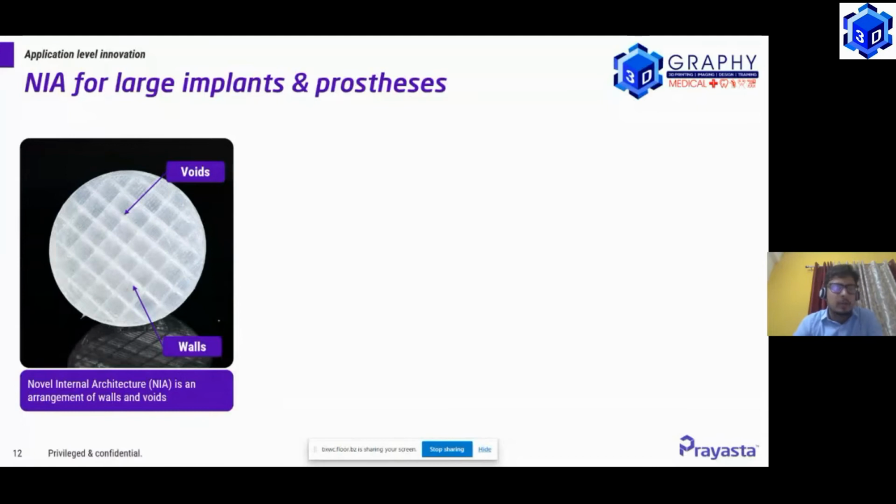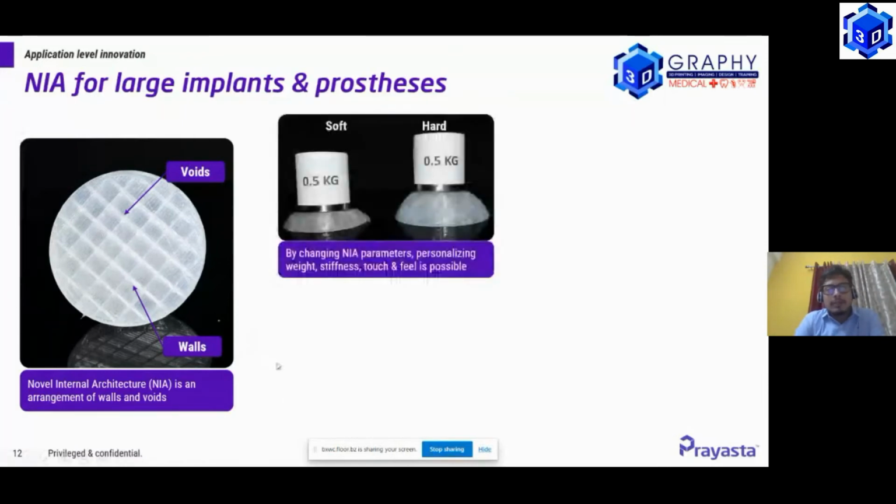So our implants are not completely solid implants. These implants have a unique structure, a combination of voids and walls, which we have started calling novel internal architecture. And because of this combination of voids and walls, we can create personalized weight as well as stiffness and touch and feel. So the weight of our implants is also personalized. Again, there is no liquid inside, so you can suture them with the body as you like.